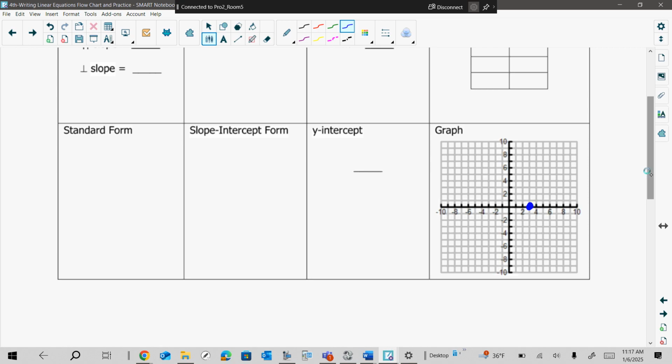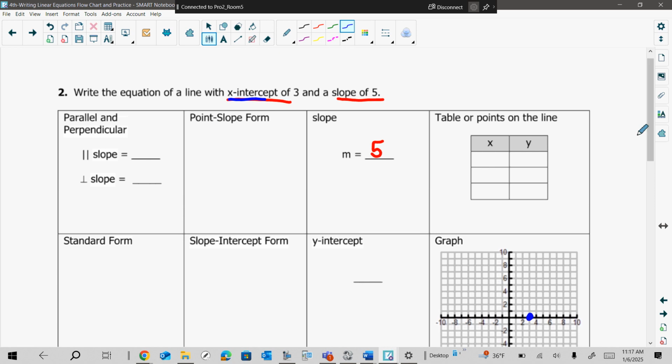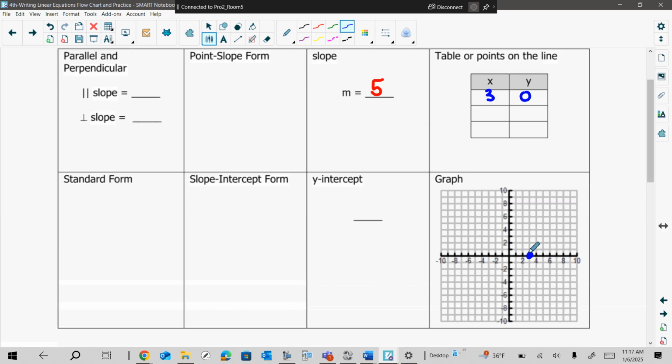I don't have the y-intercept, I have the x-intercept. That is the point (3, 0). So I can use this point in my table, and I can also use the slope to get more points. If my slope is 5, this is the same thing as 5 over 1.